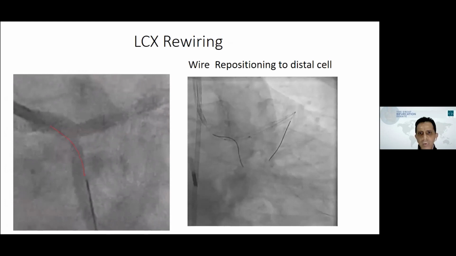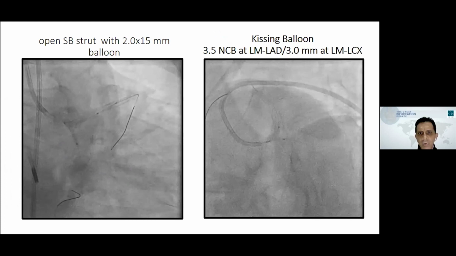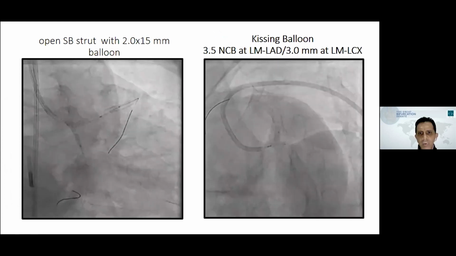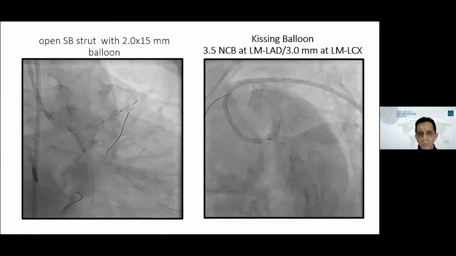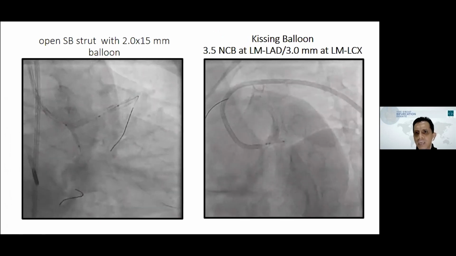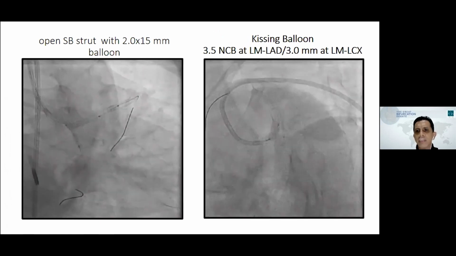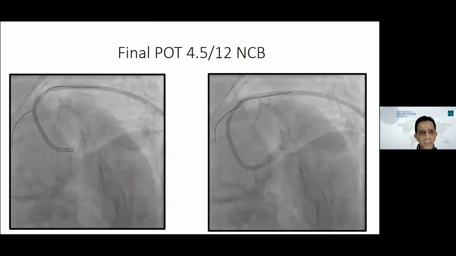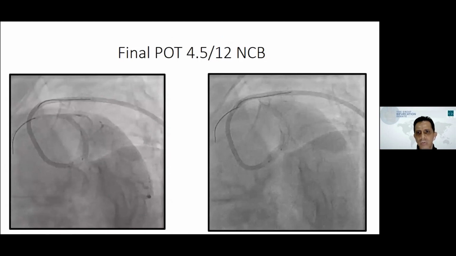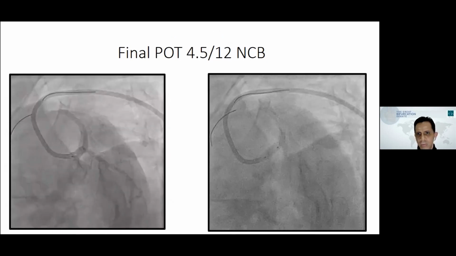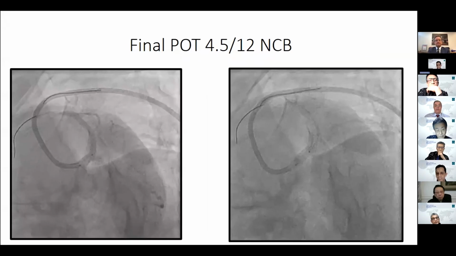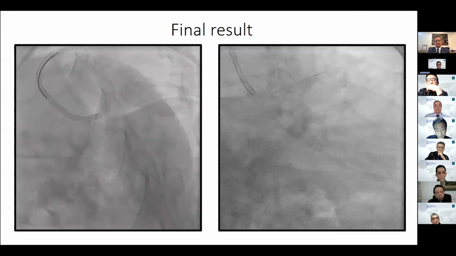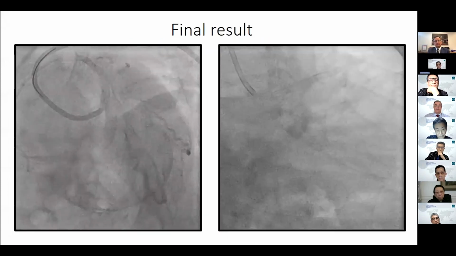Then after opening the strut using a 20 millimeter balloon, we did kissing balloon using a 3.5 non-compliant balloon at the left main and LAD, after sequential balloon dilatation. And the final POT using a 4.5 by 12 balloon, as you appreciate here. So this is the final result.